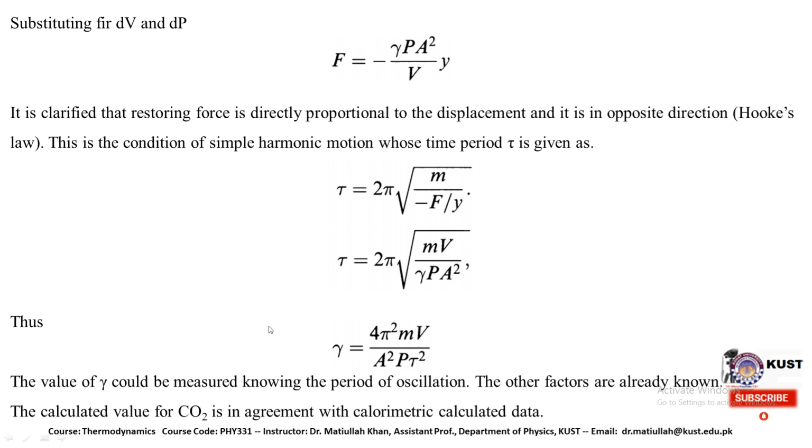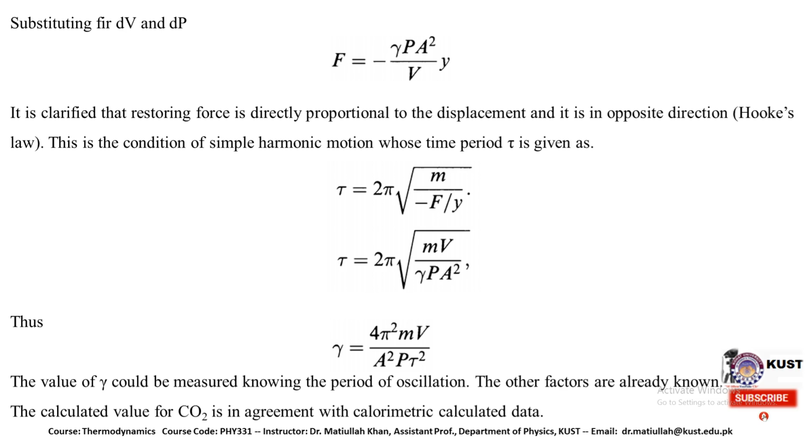From that we can get the value of gamma by squaring both sides. We will have gamma is equal to 4 pi squared mV divided by A squared P tau squared. From this we can get the value of gamma, which is actually the ratio between the heat capacity at constant pressure and the heat capacity at constant volume. So the value of gamma can be obtained from this experiment, and it is equal to 4 pi squared mV divided by A squared P tau squared. So the value of gamma can be measured knowing the period of oscillation. The other factors are already known.